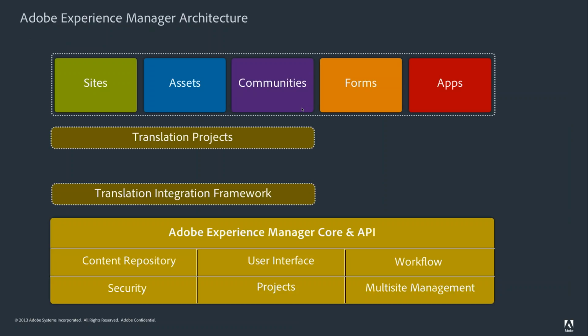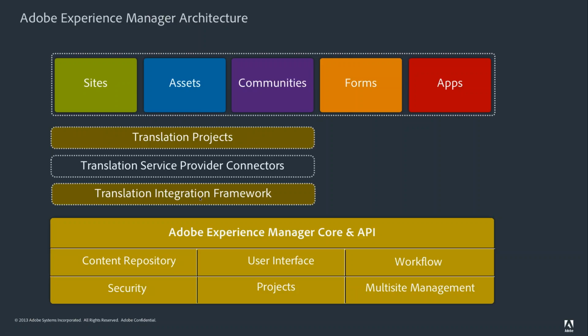With 6.1, we have started standardizing these integrations by introducing the notion of a translation integration framework and by introducing the notion of translation projects, so that translation vendors can focus on their core competence, which is content translation, and leave the rest, which is essentially content management, up to the CMS. Content management in terms of defining what content should be translated, what is the source, what is the target language, how should the content be translated, and to integrate with AEM through standardized connectors. This has started in 6.1.